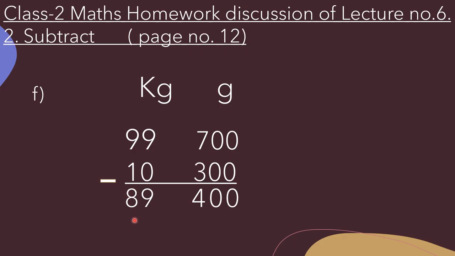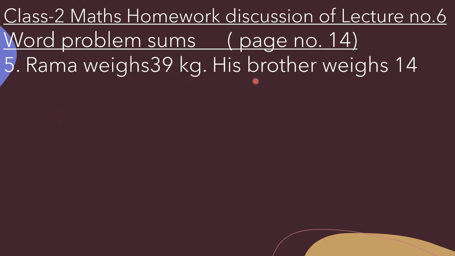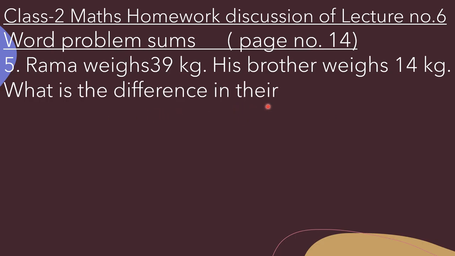So what is our answer? That is 89 kilograms 400 grams. Okay, now question number 5: Rama weighs 39 kilograms, his brother weighs 14 kilograms. What is the difference in their weights? ठीक है, रामा ने जब अपना वेट किया तो उसका वेट था 39 किलोग्राम, ठीक है, और उसके ब्रदर ने वेट किया तो उसका वेट कितना है, 14 किलोग्राम.